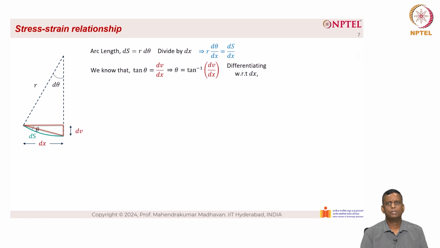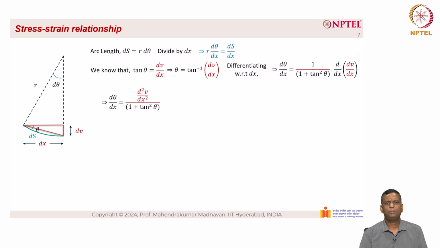Differentiating this equation with respect to x gives you d theta by dx equal to 1 by 1 plus tan square theta into d by dx of dv by dx, because the derivative of tan inverse x is 1 by 1 plus x square. So following the chain rule, we have to again differentiate that. So here we differentiate dv by dx. So we get 1 by 1 plus tan square theta into d by dx of dv by dx.